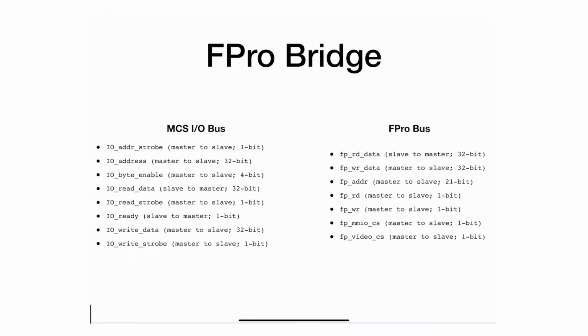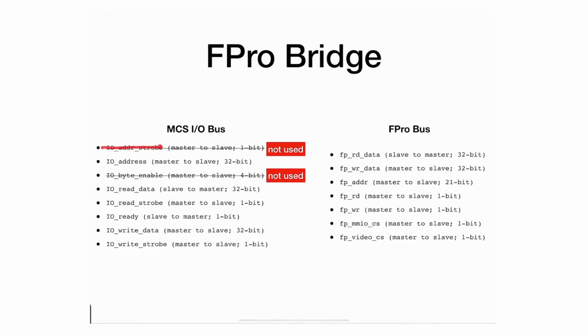So first, you will see that I don't need the address strobe and I don't need the byte enable. The reason why I don't need the address strobe is because I'm not using the handshaking mechanism that is available from the microcontroller here. We're assuming that all the time, whenever the processor issues the address, it's just ready and our bus just has to read it.